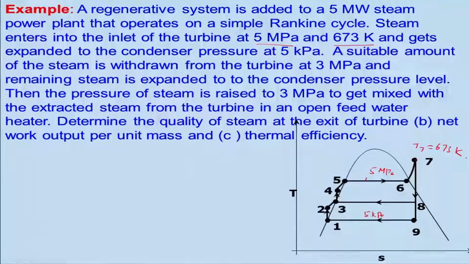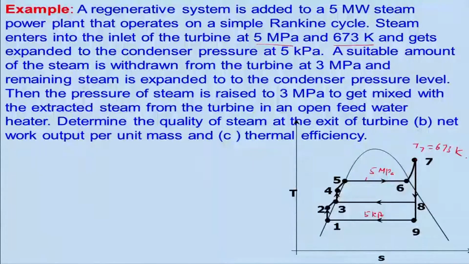And this is 5 kPa, a very low pressure, generally maintained at the condenser. A suitable amount of steam is withdrawn from the turbine at 3 megapascal. This is the place where steam is extracted, and this is a constant pressure line at 3 megapascal. The remaining steam is expanded to the condenser pressure level, that is 5 kilopascal.